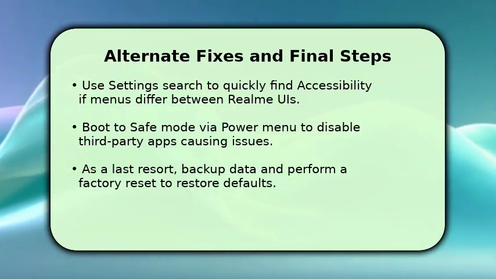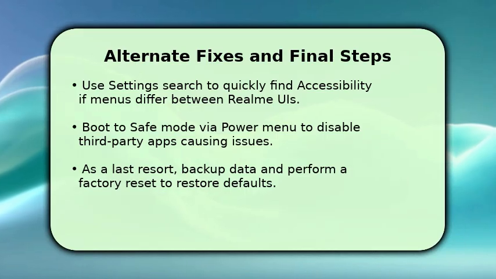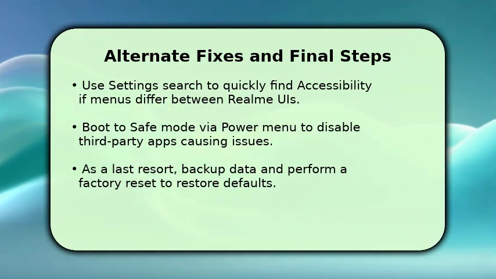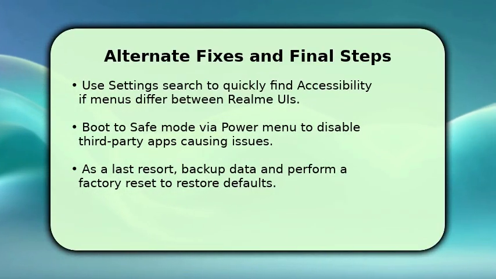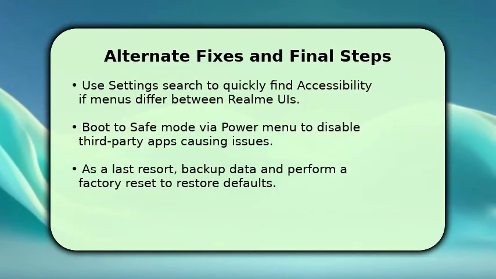To troubleshoot shortcut issues caused by apps, boot into Safe Mode from the Power menu and test behavior. Press and hold power, then tap and hold power off until Secure Mode prompt appears, then confirm to enter Safe Mode. If problems persist, back up contacts, photos, and files before considering a factory reset to restore default settings.